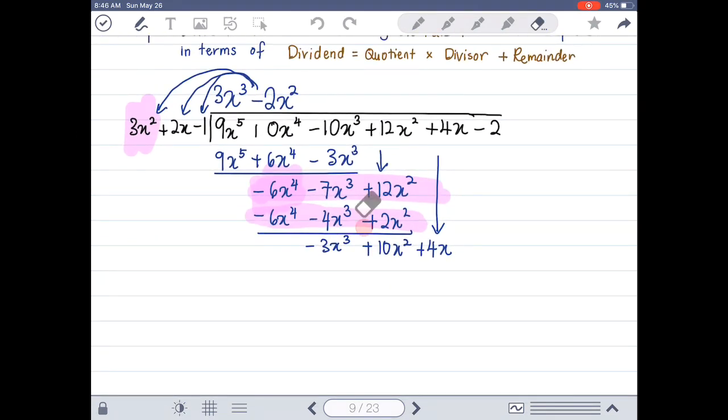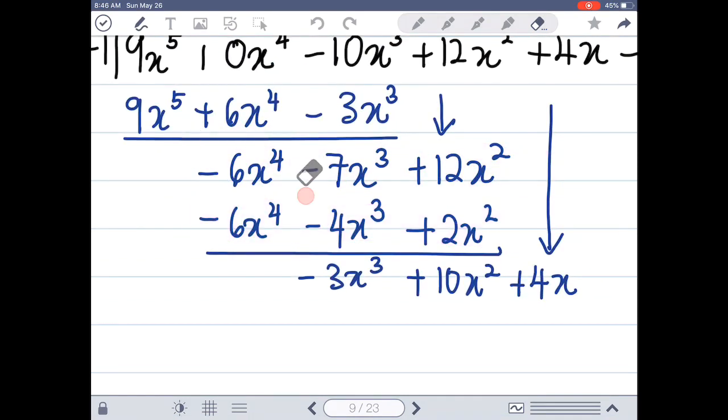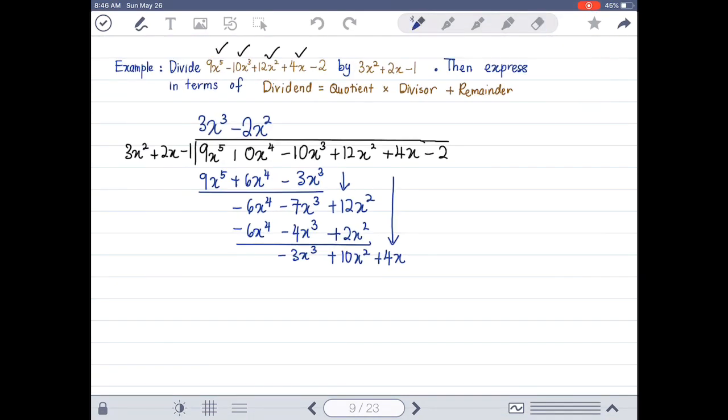And again, the same process. What times 3x squared should get negative 3x cubed? So that what is just equal to negative 3x cubed divided by 3x squared. So it becomes negative x. So just write down negative x here.